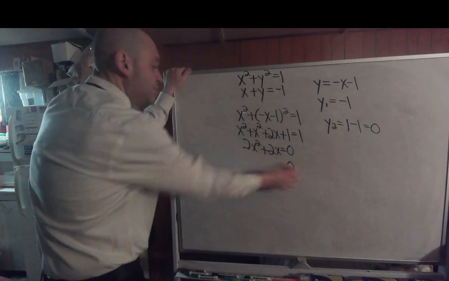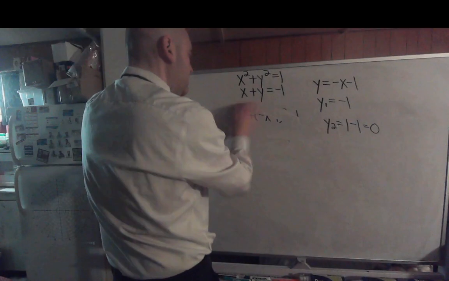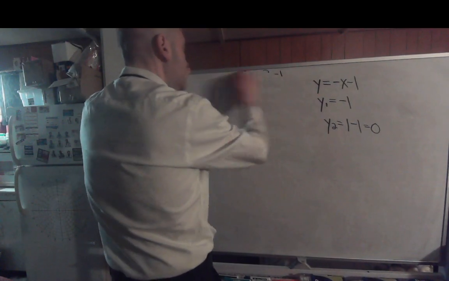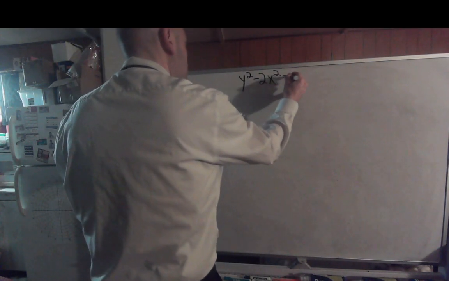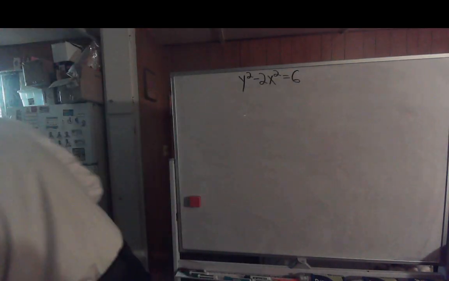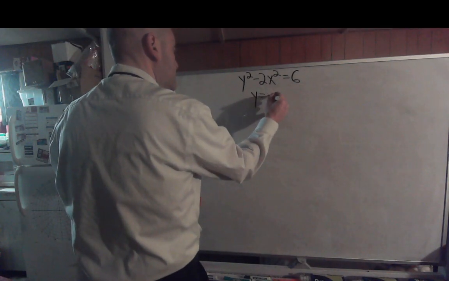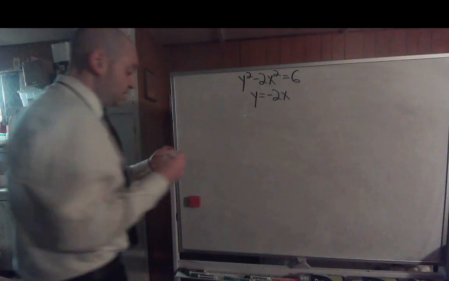Alright, I got a couple more and that's it. This isn't going to be a very long lesson because linear intersections are relatively straightforward. Alright. We have y squared minus 2x squared is equal to 6. And then they give you that y equals -2x.